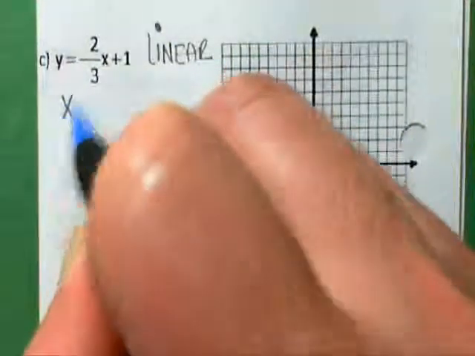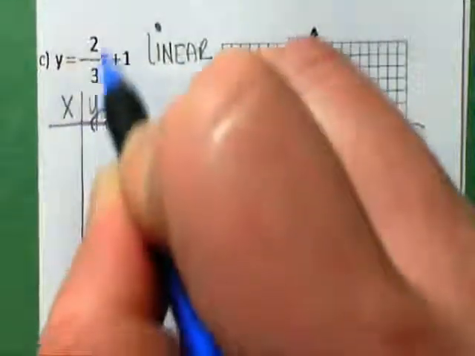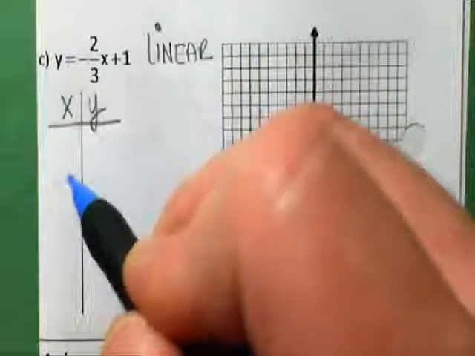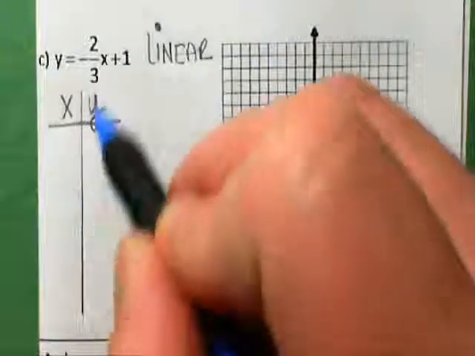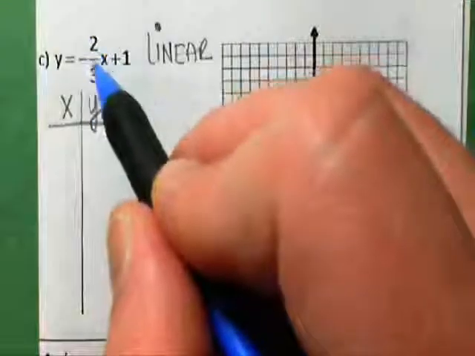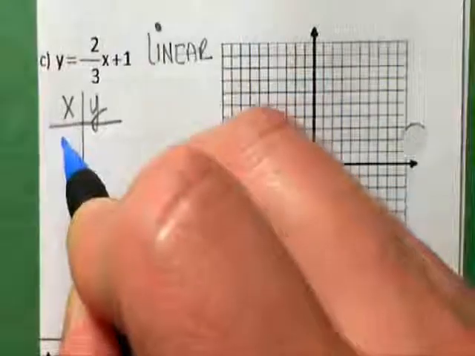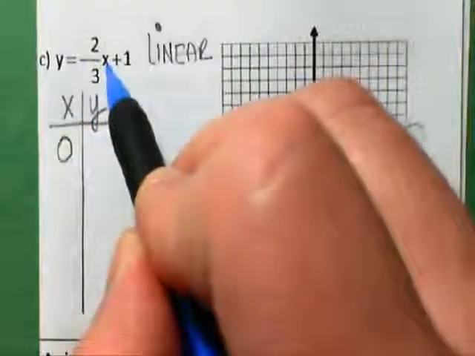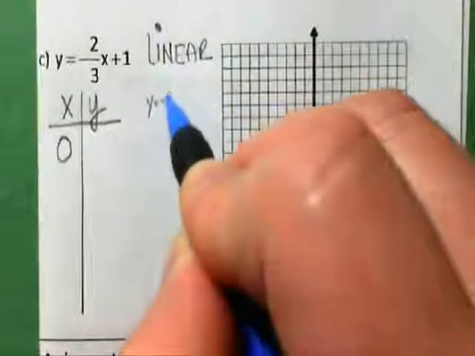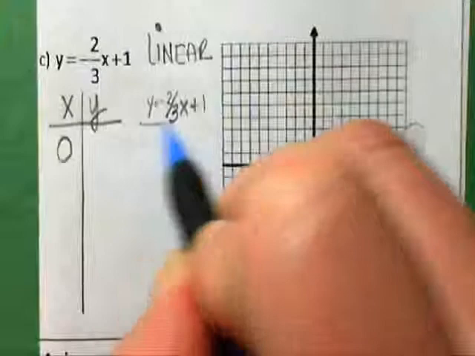Alright, very well. Let's go ahead and make a table. Now for this case, because we have a fraction, those numbers that we chose before might not all work for this case, because it might lead you into having a fraction. So we're going to choose a little bit different numbers. We're still going to use 0 because anything multiplied by 0 is 0. So y equals negative 2/3 x plus 1 is our equation.